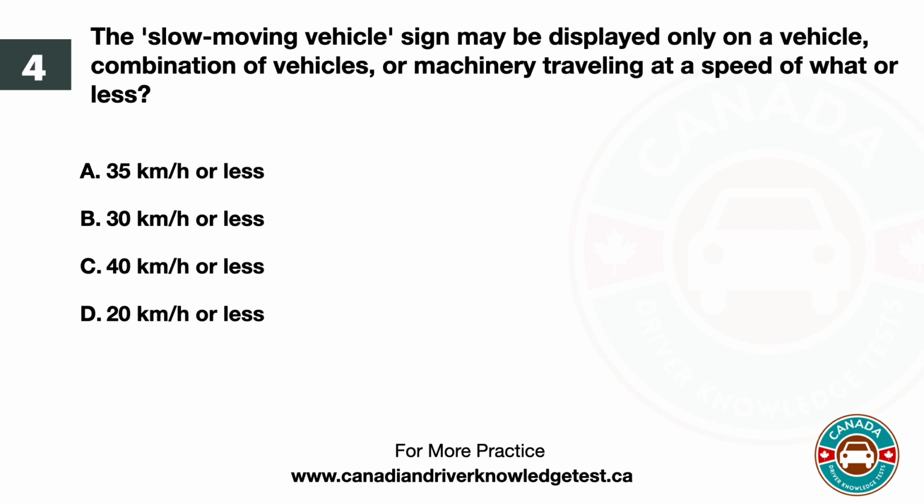Question 4. The slow-moving vehicle sign may be displayed only on a vehicle, combination of vehicles, or machinery traveling at a speed of what or less? A. 35 kilometers per hour or less. B. 30 kilometers per hour or less. C. 40 kilometers per hour or less. D. 20 kilometers per hour or less. The answer is C. 40 kilometers per hour or less.